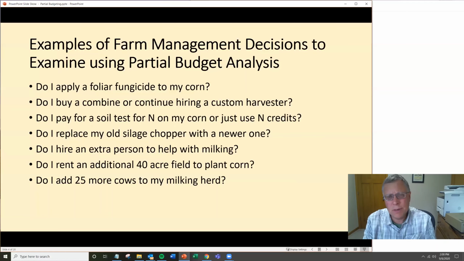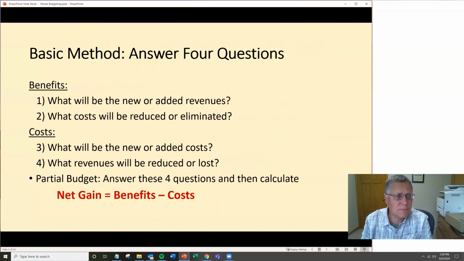The last one is, maybe you've got a larger herd of 400 or 500 cows, 200, 300, whatever, and the opportunity comes along about adding 25 more cows. You've got the space and you're thinking about it. Do I add 25 more? These are the sorts of questions you use it for. And like I said, they're all relatively small changes.